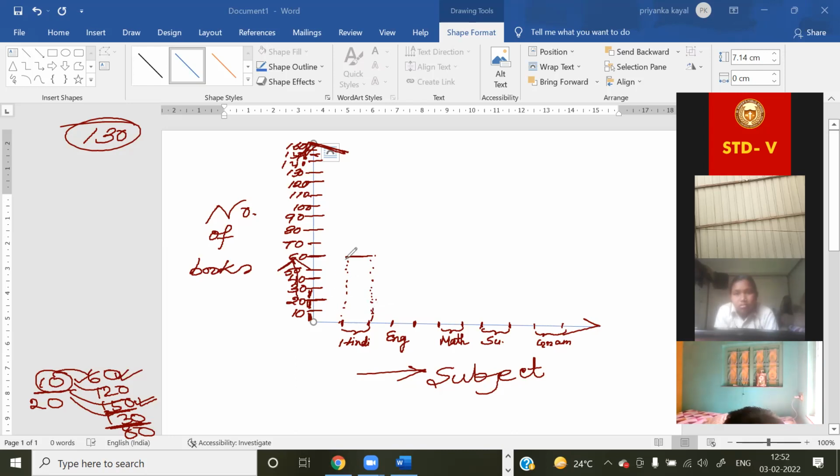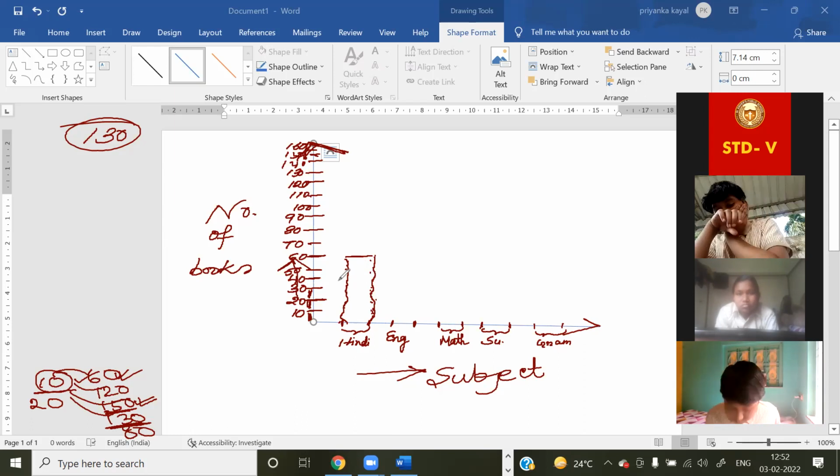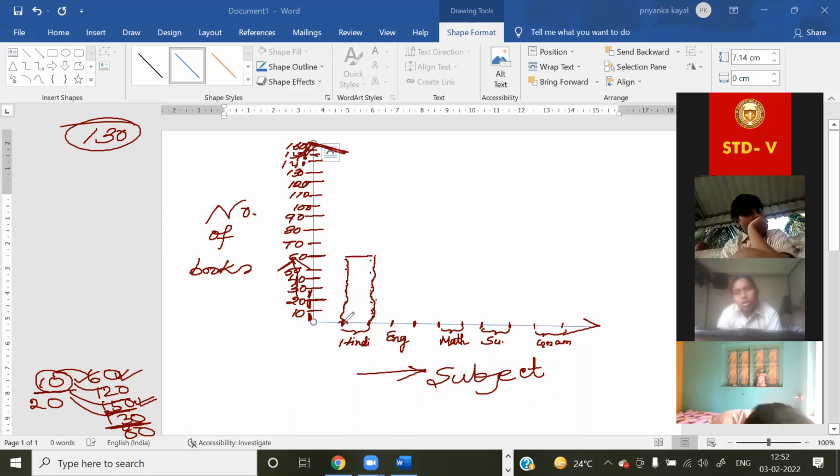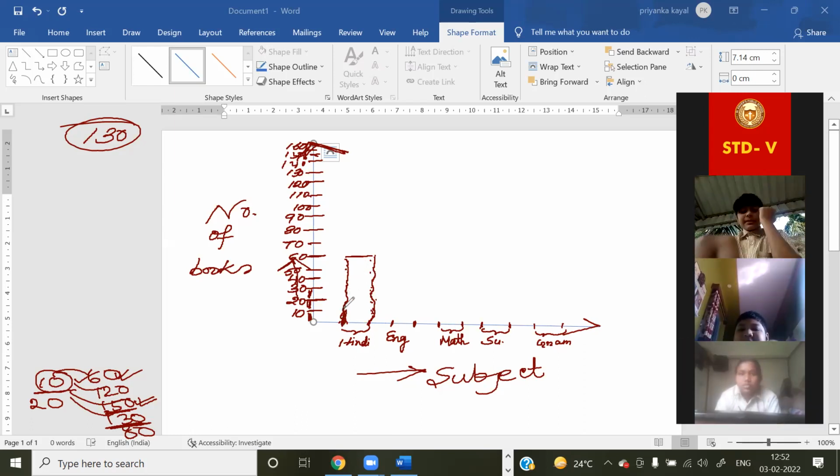I am going to do this because I am using a graphic tablet and stylus. So look, it will not be a straight line. But you will have to draw a straight line. Understood? It looks like a rectangle. By using a scale, we can make it more accurate. I am not using the scale, so I cannot draw it.